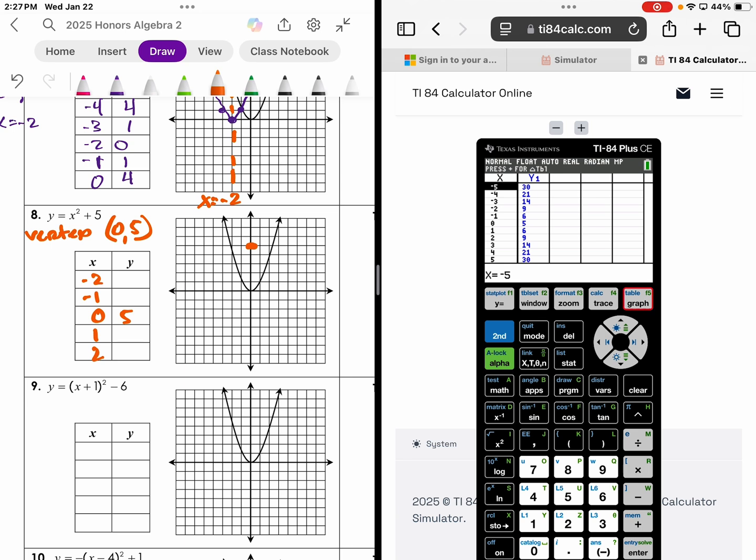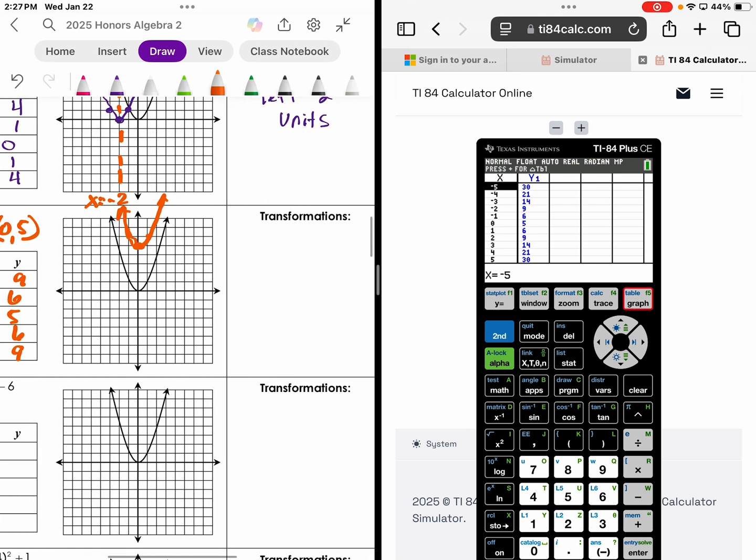All right, let's see. We got 6 and 9, and then 6 and 9. So I'm not going to get all those on there because it doesn't go up to 9. But there's my graph. And then I can sneak over here and say that it was shifted up 5 units.